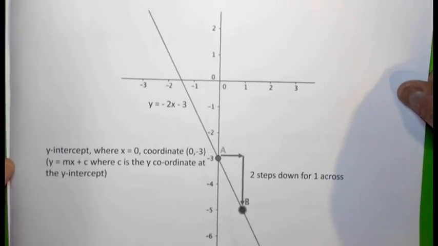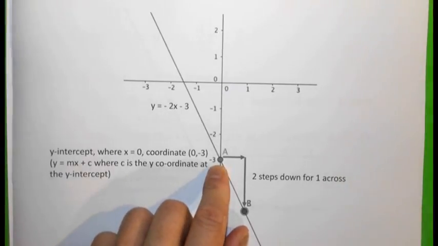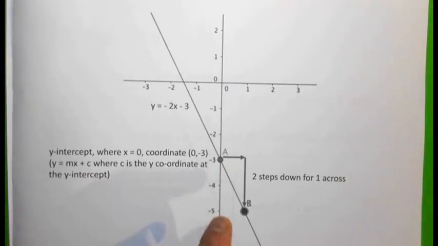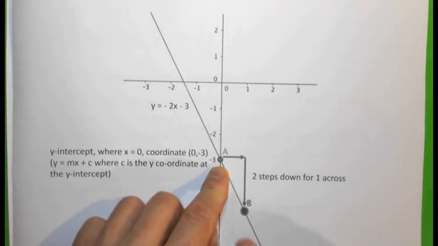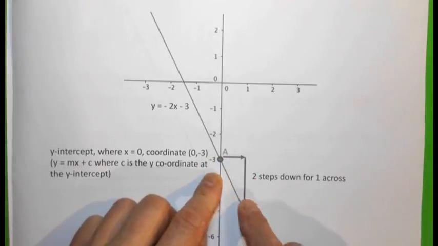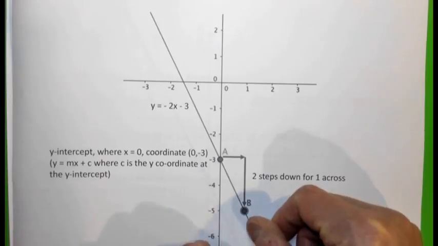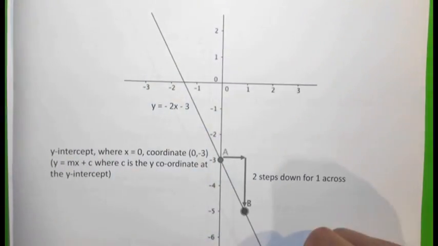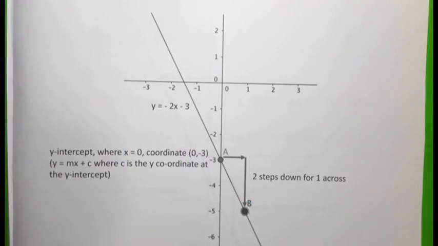So, plotting this graph. First, we plot the point at the y-intercept. We know that when x equals 0, y is minus 3. Then, using the gradient information, 2 steps down for 1 across, we can find point B, which is (1, minus 5). Again, draw a straight line through A and B. That will give us y equals minus 2x minus 3.